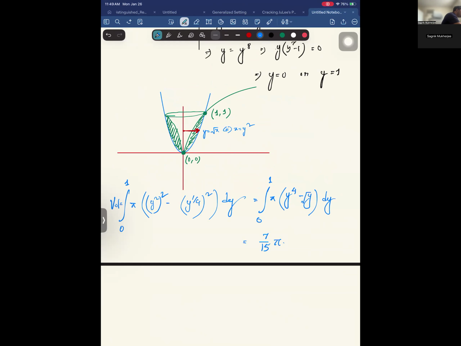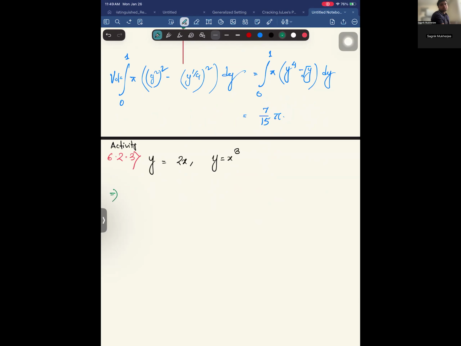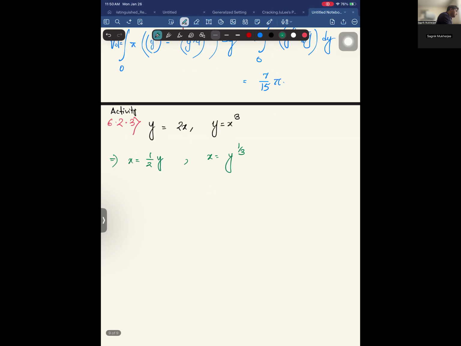Okay, let us do 6.2.3 part D. So y equals 2x and y equals x cube. Again, what is the area? So this is the 6.2.2 activity. For one more example, find the volume of the object created by rotating around the y-axis. So what should you do? Well, the first function is x equals half y. The second function is x equals y power 1/3. And then find the intersection point.